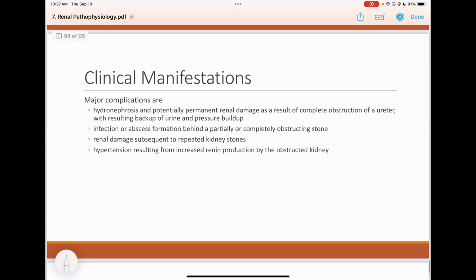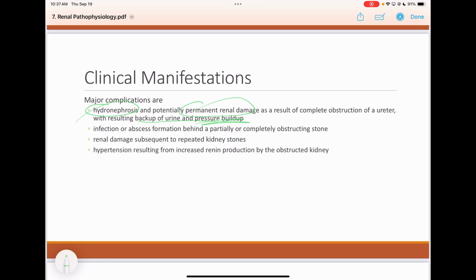Major complications with kidney stones. Hydronephrosis, just water on the kidney. The urine can't go down into the bladder for storage, and it works its way back up onto the kidney. It can cause permanent renal damage. And again, backup of urine and pressure buildup in the kidneys.